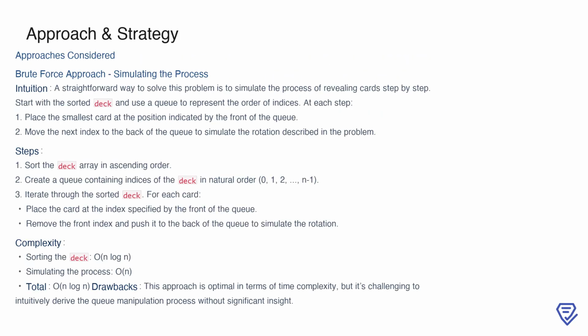To begin solving this problem, we first considered a brute force approach that directly simulates the card revealing process step by step. The intuition here is straightforward. Start with the deck sorted in ascending order and use a queue to manage the indices of the deck. At each step, we place the smallest available card into the position indicated by the front of the queue. After that, we simulate the rotation described in the problem by moving the next index from the front to the back of the queue. This process continues until all cards are placed in their correct positions. The steps include sorting the deck, initializing the queue with natural indices, and iterating through the sorted deck while applying the placement and rotation rules.